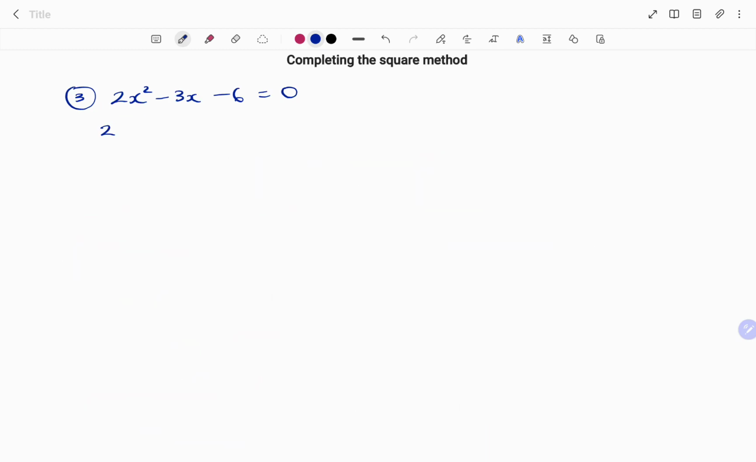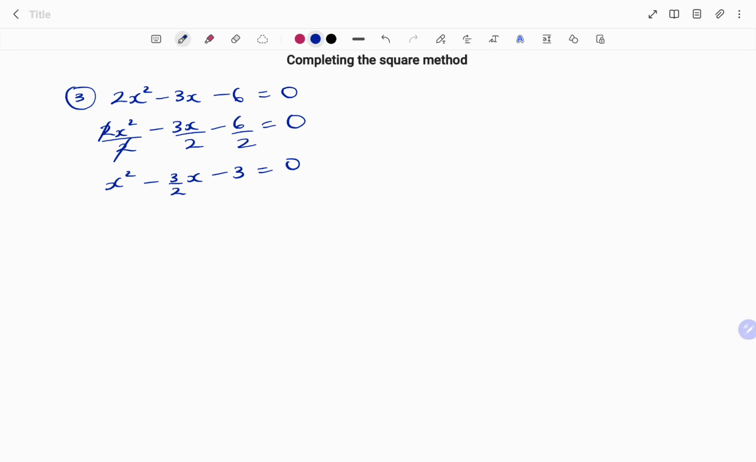So I'm going to have 2x squared over 2. You're going to divide each term by 2. Minus 6 over 2 equals 0 over 2 is 0. This cancelled. I'm left with x squared minus 3 over 2x minus 3 equals 0.